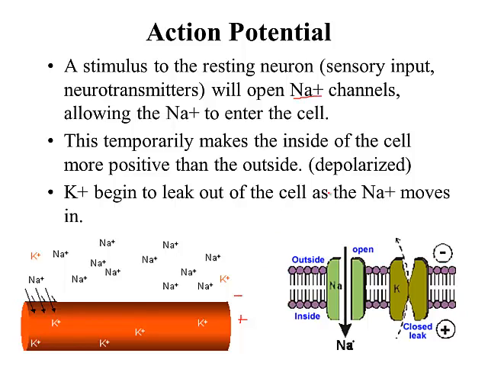At the same time that this is going on, the sodium's rushing in, potassium will start to leak out because we want to get us back into the resting state eventually. But the action potential itself is sodium rushing in, and that's going to temporarily make the inside more positive and the outside more negative. From there, we have to get the cell back to its resting state. It doesn't really like to be in the depolarized state. It wants to go back to being polarized.